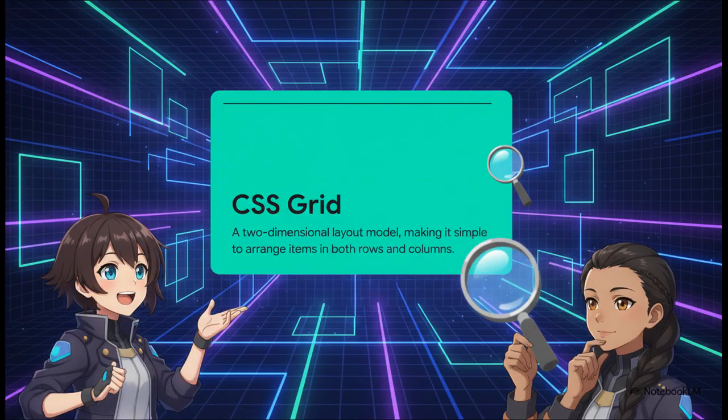Now, the key word here, the one you really need to remember, is two-dimensional. See, most other methods, even the super useful Flexbox, are one-dimensional. They think in terms of either a row or a column. But Grid was built from the ground up to handle both at the same time. And that, right there, is its superpower.